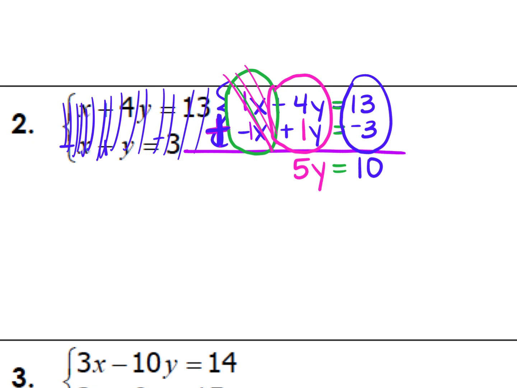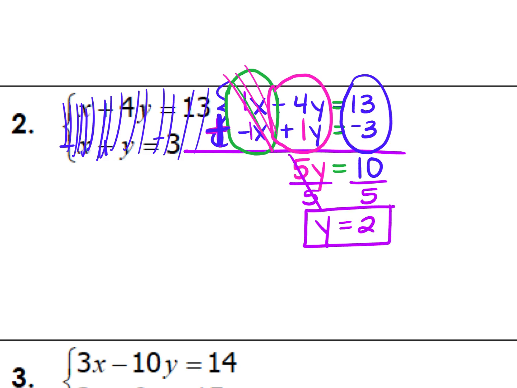Notice we eliminated. We got rid of our x variable. So now we can solve for y. How we do that is isolate the y. So we're going to divide by 5 to get that 5 out of there. That's a 1. And now you have y equals 2.